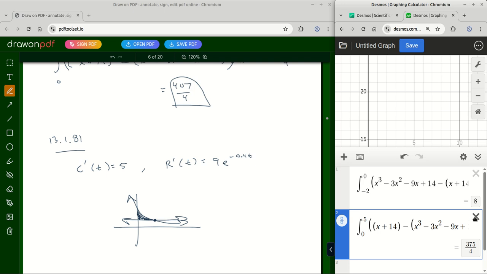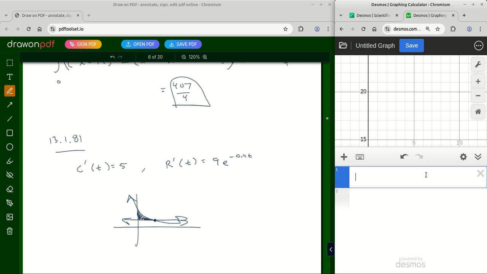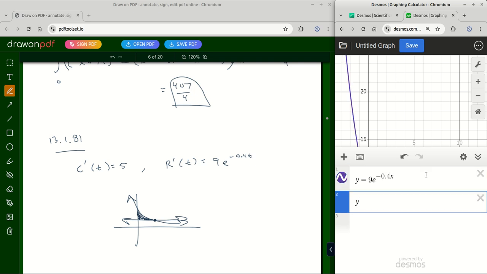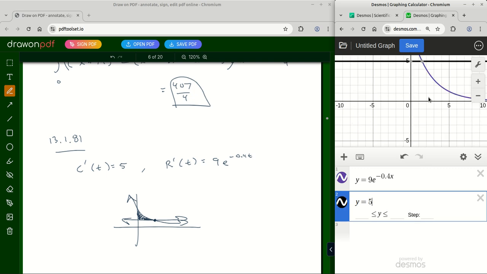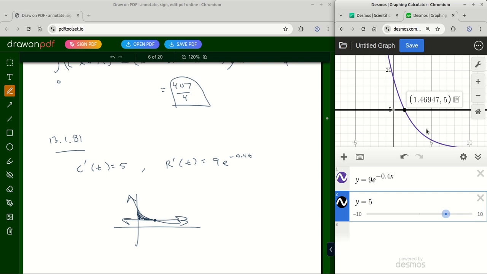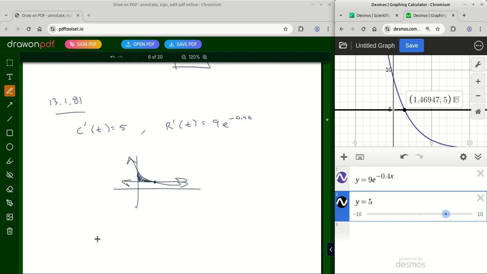Desmos graphing. I mean, really, I could do this by hand, and I think I will anyways. But if you type them both in, it'll do it for you. Oh, not t, but x. Just a 5. So there we go. So they're at 1.469 is where they're intersecting. We can do that by setting these equal to one another as well.